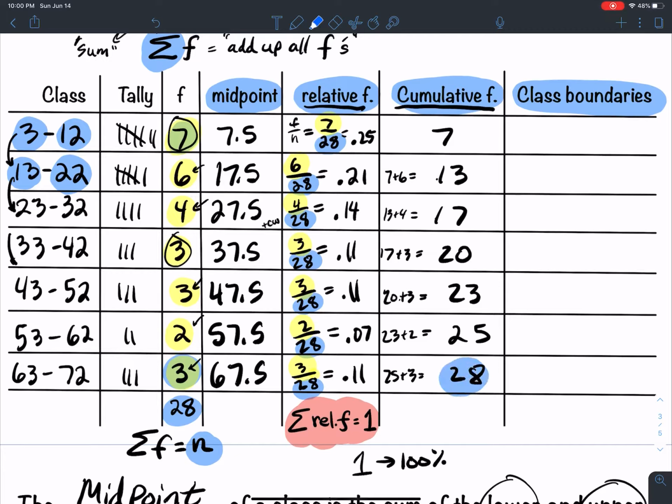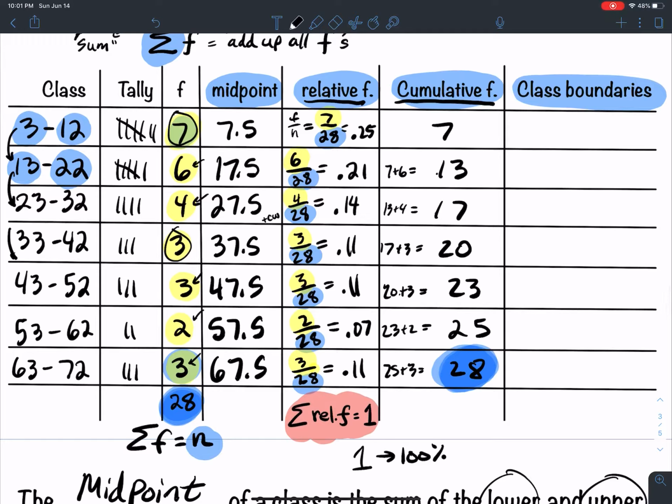This last number here, if you did it right, will match how many total there are. Once you add them all up, as long as you didn't skip some of the frequencies, then those two numbers will match each other. So that's the cumulative frequency.